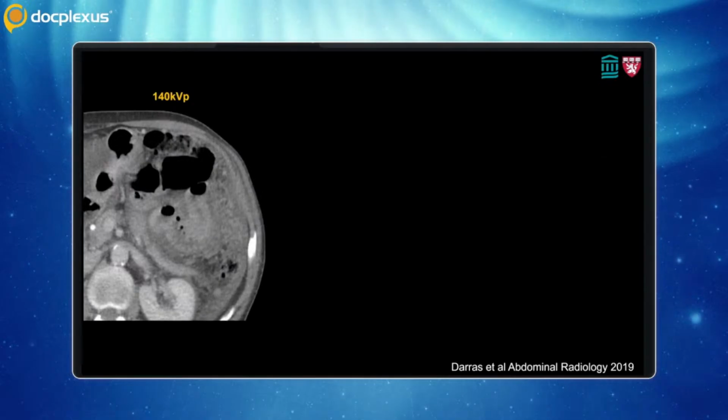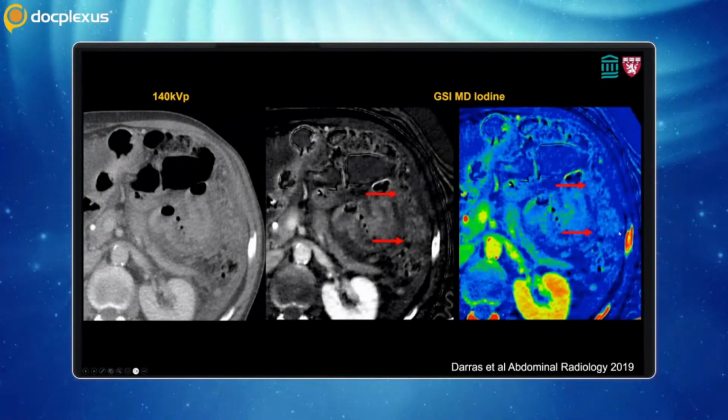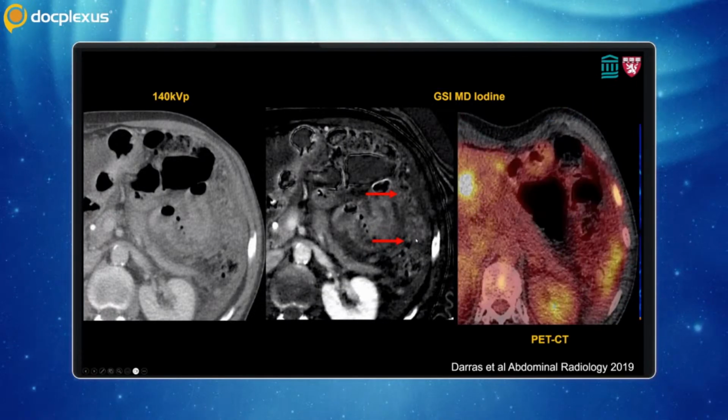Another area where we have found dual energy CT to be really helpful is in those patients where you're suspecting peritoneal disease. Here is a patient with pancreatic cancer who had ascites and subtle thickening in the left upper quadrant, suspicious for peritoneal metastasis. When you look at the iodine images and the color-coded iodine maps, you can see how these small peritoneal nodules light up. This was confirmed on PET CT, just highlighting the value of dual energy CT data sets in identifying peritoneal disease.